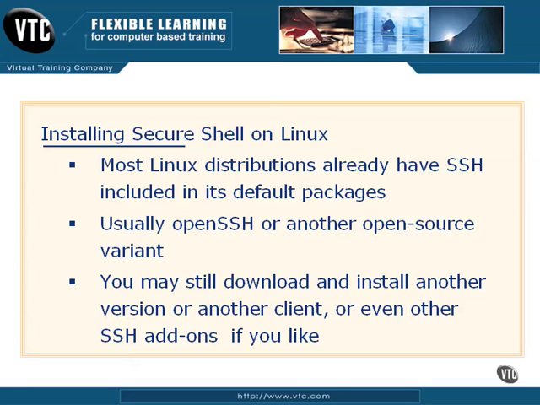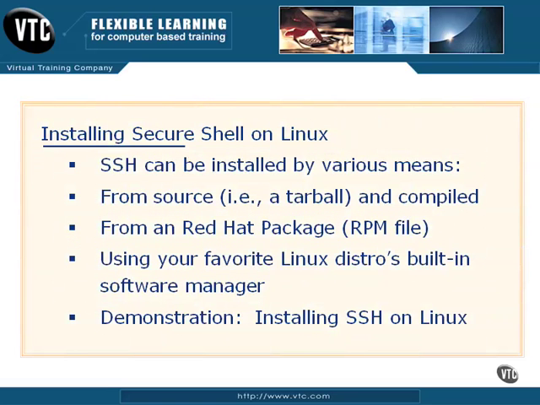Usually OpenSSH or another open source variant is installed on your Linux distribution, depending upon the Linux distribution you have and how much you've played with it. Now, you can still download and install another version of SSH, or you can install another client, or a GUI SSH client or a GUI SSH server configuration program, for example, or any other SSH add-on if you want. So there is still some installation you can do in Linux, even though really you don't need to. I mean, you can go with the basic SSH that is installed with your Linux distribution.